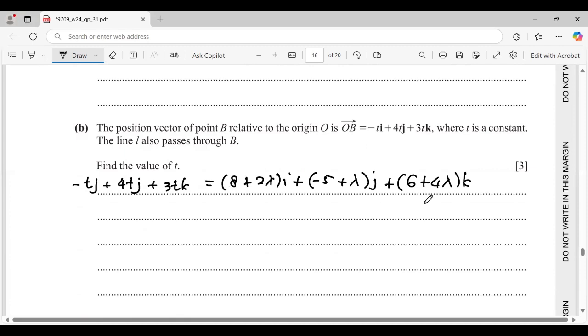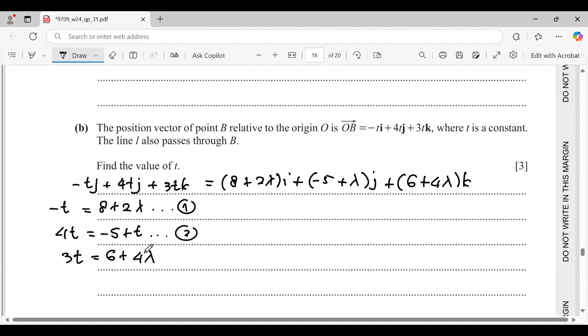Okay, let's continue. Through this equation, now equate the components: minus t equals 8 plus 2 lambda. This is the first equation. 4t equals minus 5 plus lambda, the second equation. And then 3t equals 6 plus 4 lambda. Sorry, this is lambda, not t. Minus 5 plus lambda, not t. Sorry.